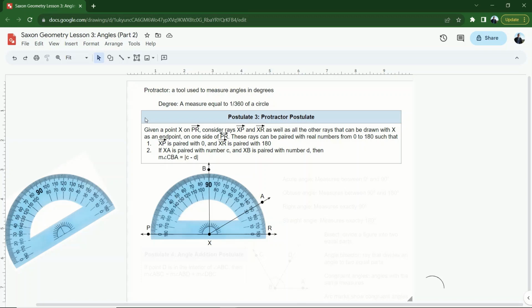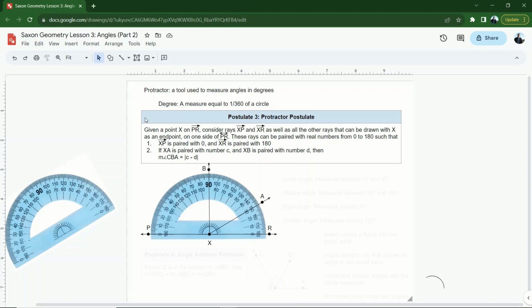Okay, and you can imagine there's an infinite number of rays that I could draw all the way around that semicircle. These rays can be paired with real numbers from 0 to 180 such that XP is paired with 0. Notice that XP crosses 0. XR is paired with 180. And then we could pair any other ray with a real number that's on the protractor all the way around. So XA gets paired with a number C, XB gets paired with a number D, and then if we want to know the measure between A and B, we just find C minus D and then take the absolute value.